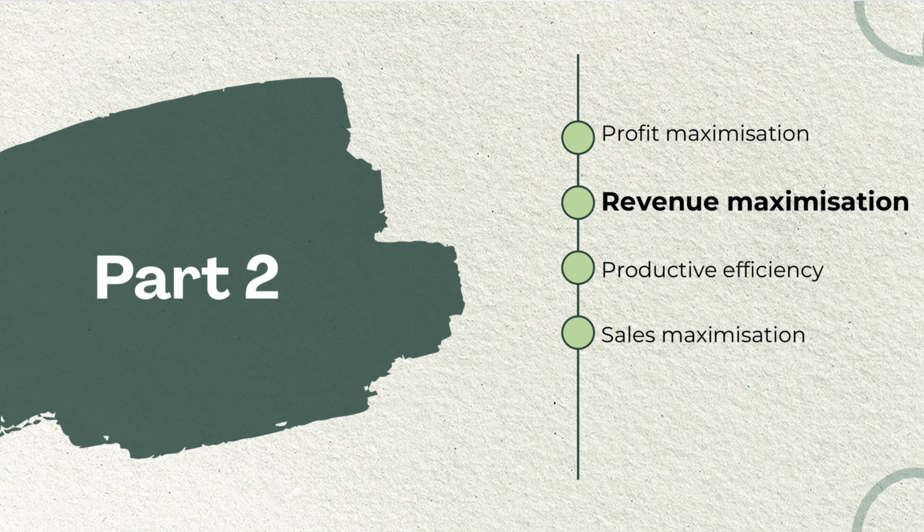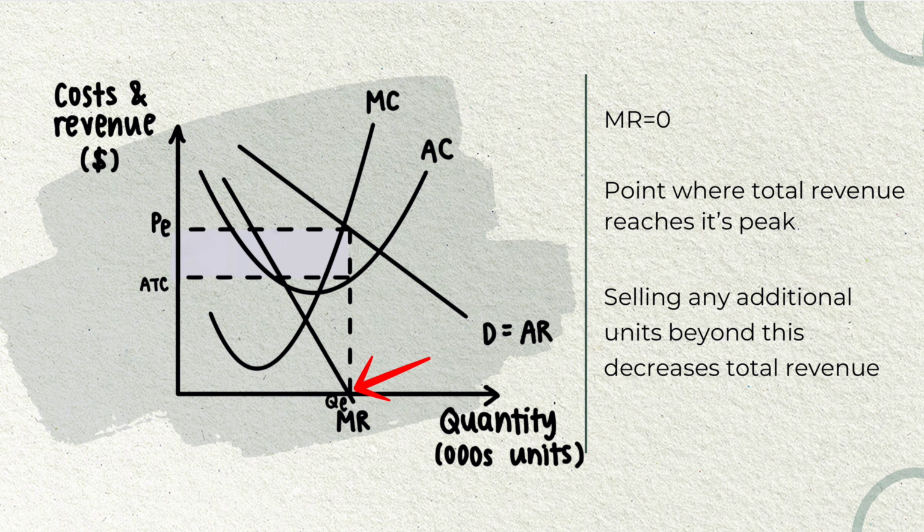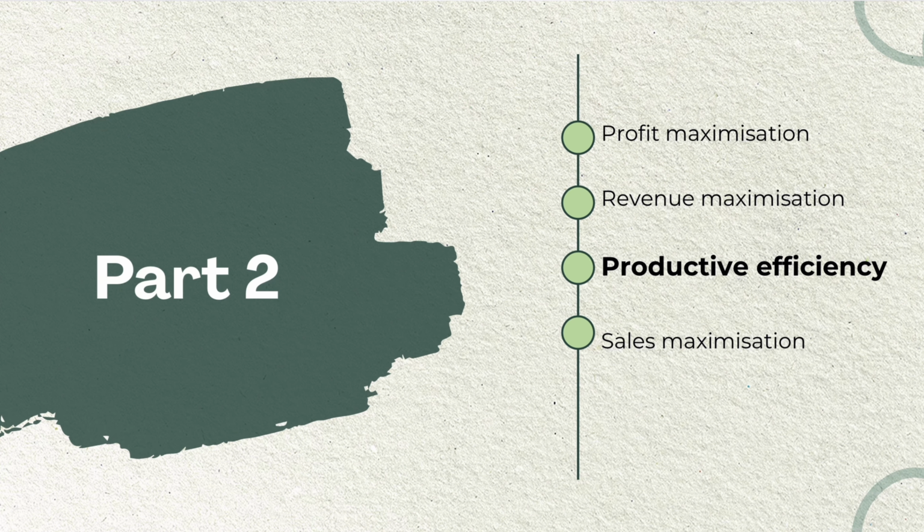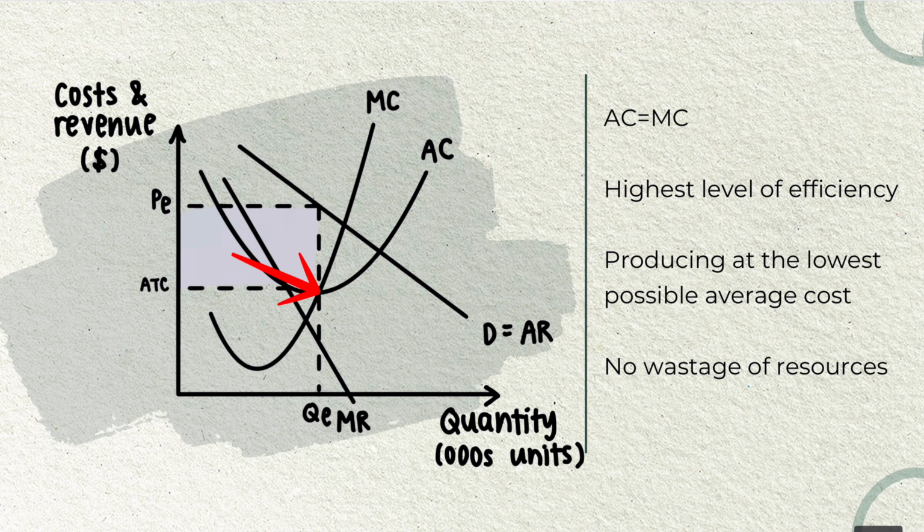The next objective is revenue maximization. This is when marginal revenue equals 0. And at this point, the firm has reached its maximum possible total revenue. And every unit of output after this point causes total revenue to decline. And this is due to a negative marginal revenue. Firms will want to achieve this objective of revenue maximization to gain market share, deter competition, and to achieve economies of scale.